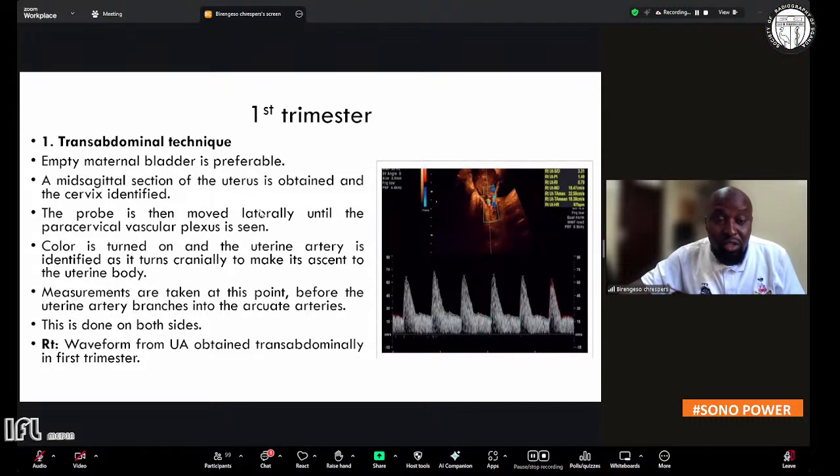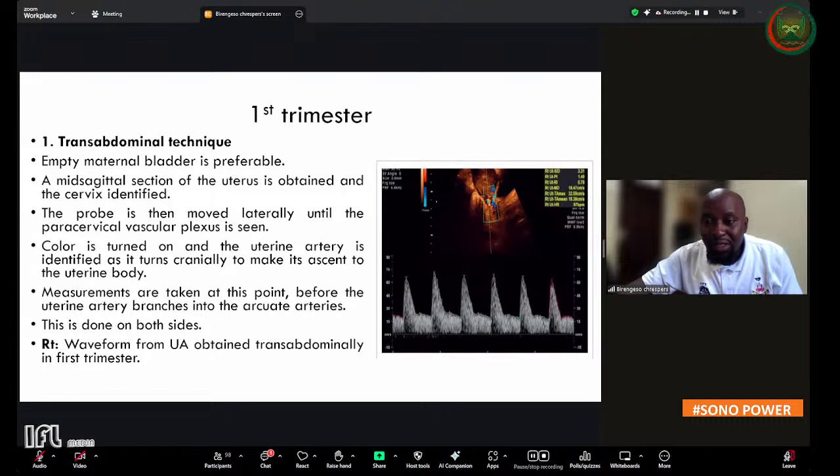So in transabdominal technique, it's essential for us to be able to empty the bladder. In the mid-sagittal section, we look at the uterus and then we identify where the cervix is. The probe is moved a little bit on the lateral end in order for us to identify the paracervical plexus because there are blood vessels around that area. Color Doppler will give us a better visualization of them.